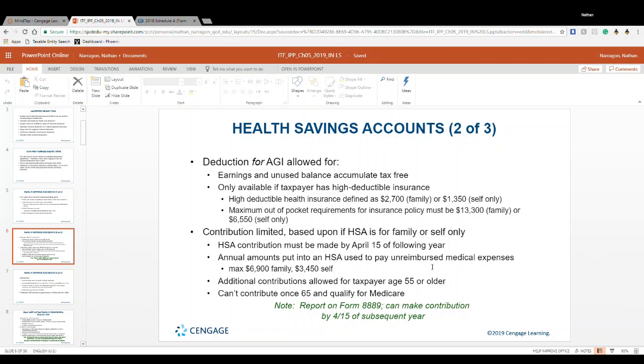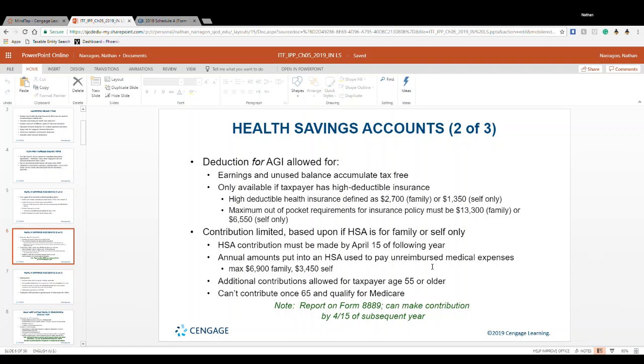Whatever you paid in, it's for medical use only. So you want to use this as quickly as possible too. Well, not as quickly as possible, but use this first. Okay? But you're only allowed to put in $6,900 for the family or $3,450 for yourself.